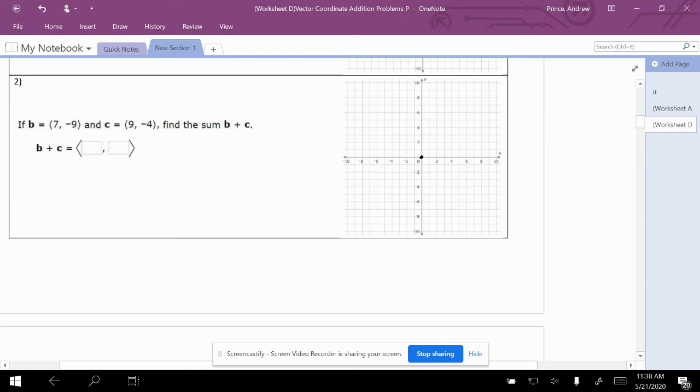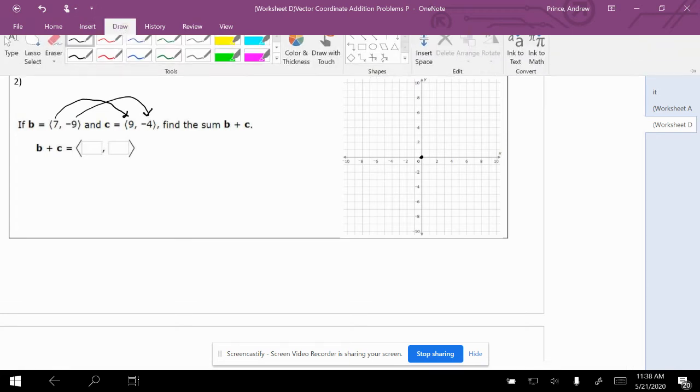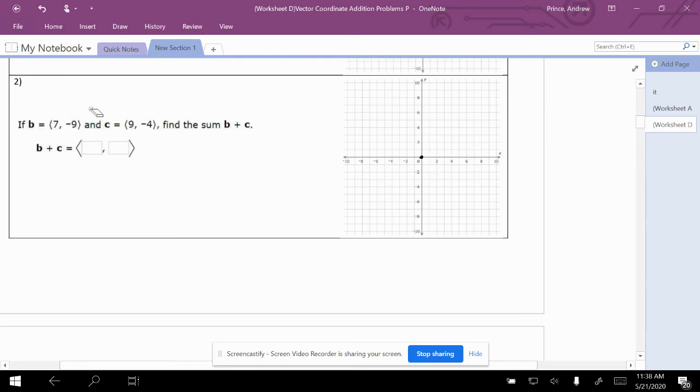So if we're going to add these together, we're adding the 7 to the 9, both the x's together, and the 9 to the 4. And I picked these ones because they have some negative values, so don't forget any of the rules we learned in basic math on how to handle negative values. So for starters, let's go ahead and just graph B.